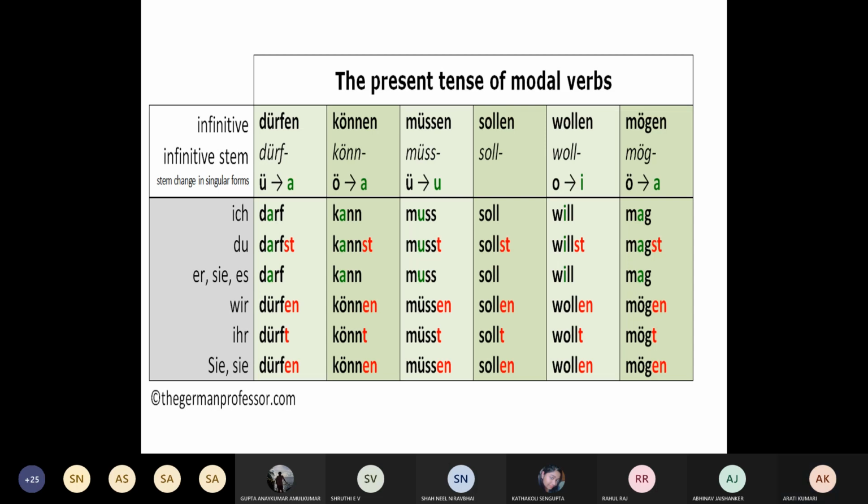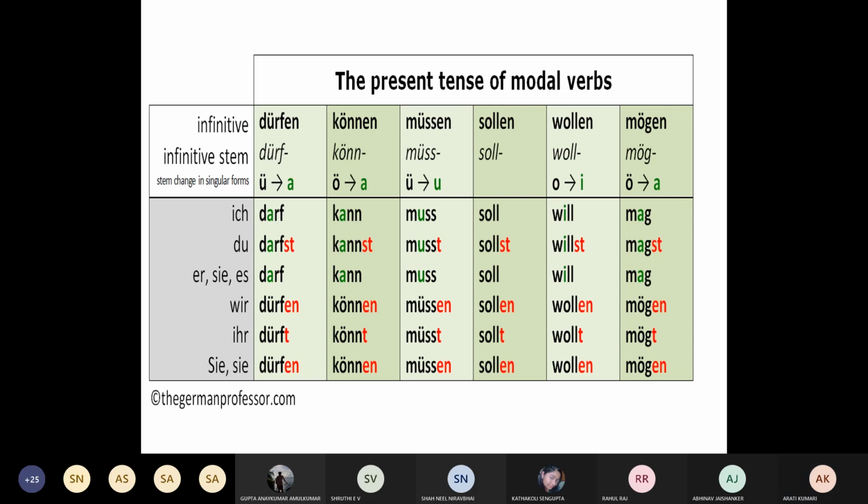Next, können. Ich kann. Du kannst. Sie, es kann. Wir können. Ihr könnt. Sie können.